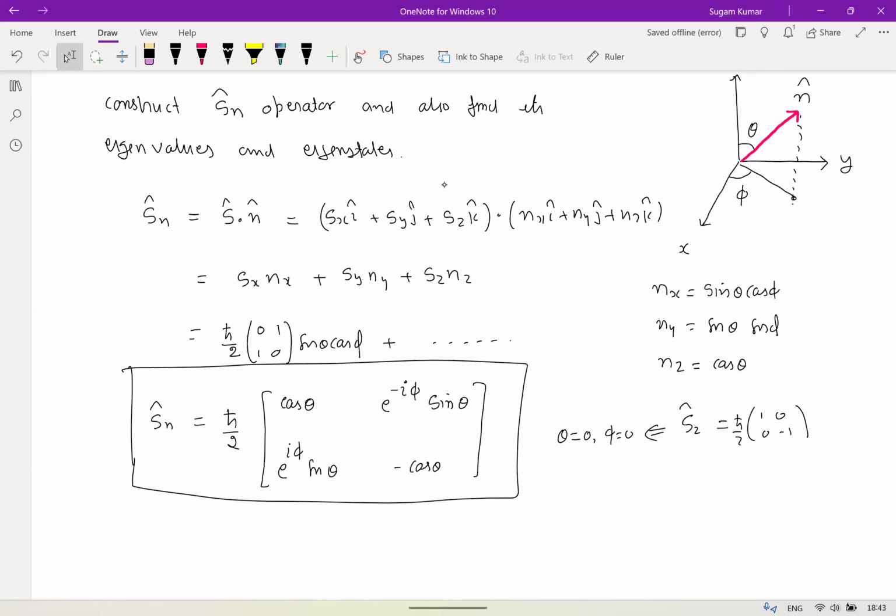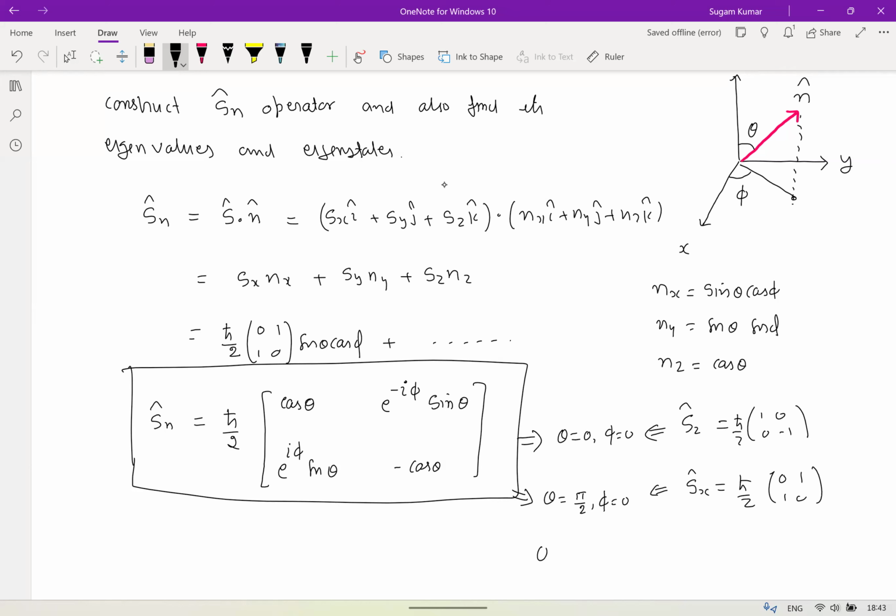And when you talk about, let us say, Sx, Sx means theta must be pi by 2 and phi will be 0. And you will see that you're going to end up with this matrix, 0, 1, 1, 0. The same matrix is going to give this value.